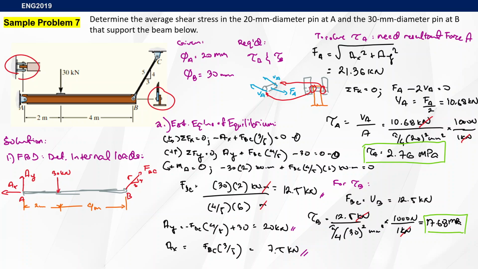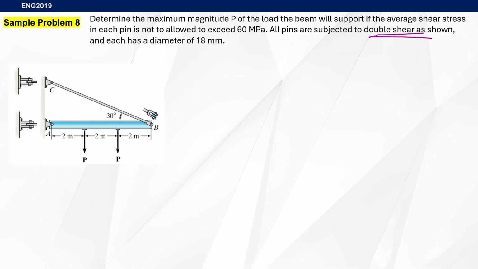We have another sample problem, and I think this is one of your exams. I'm not sure, but I think it's a good way to practice our double shear. At least here, it is stated that all pins are experiencing double shear. We are needed to determine the maximum magnitude P of the load the beam will support if the average shear stress in each pin is not allowed to exceed 60 megapascals. All pins are subjected to double shear, and the diameter of each pin is 18 millimeters.